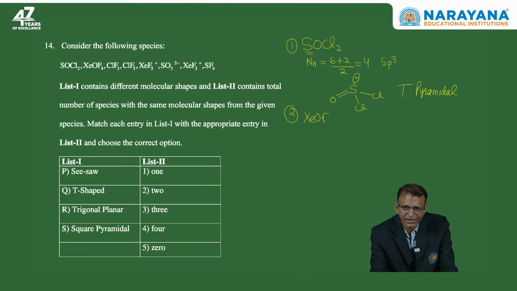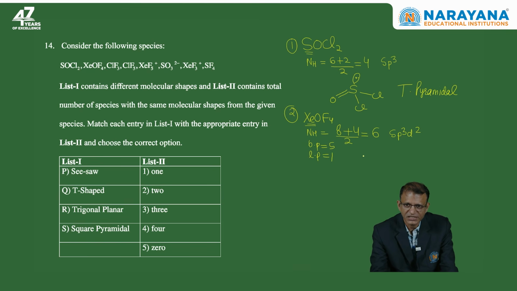XeOF4. Again, if we try to find out the number of hybrid orbitals on the central atom, which is xenon, 8 electrons are there in the valence shell of xenon, and there are 4 monovalent atoms, divided by 2. So the number of hybrid orbitals is equal to 6. Hybridization will be sp3d2. And in this, if we try to find out the number of bond pairs, the surrounding atoms are 5, and there will be 1 lone pair on this.